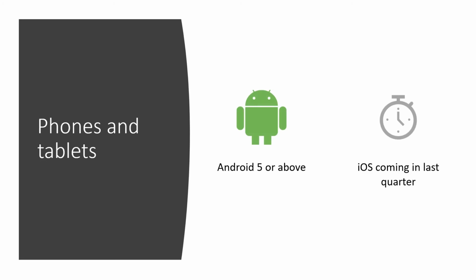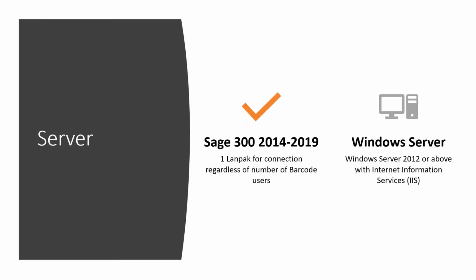So the Sales Anywhere app is a regular app that runs on phones and tablets. Right now, we support Android version 5 or above, but we are actually working on an iOS version and plan to release the iOS version in the last quarter this year, together with Sales Anywhere version 2020. And then for compatibility, Sales Anywhere is compatible with Sage 300 2014 to 2019. Customers would need to purchase one extra LAN pack for Sales Anywhere to connect into Sage 300, but they only need one LAN pack regardless of the number of users.